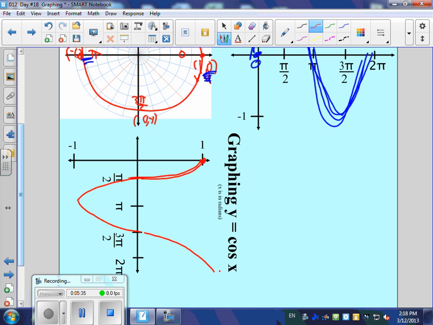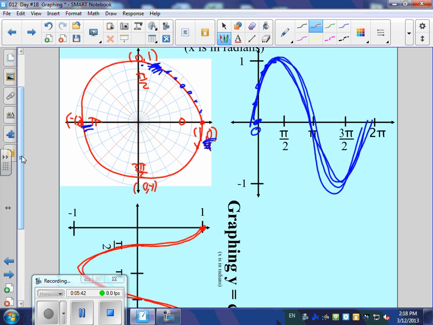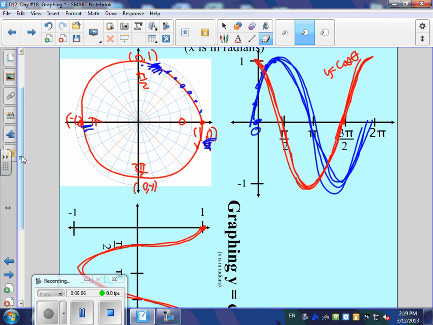So here is my curve like this. If I were to draw it on this graph, it starts up here, comes down here, bottoms out at pi, comes back up here, and ends up like that. And that's the cosine graph. Cosine theta. I'm going to leave it cosine theta, and then I'll change this to sine theta.